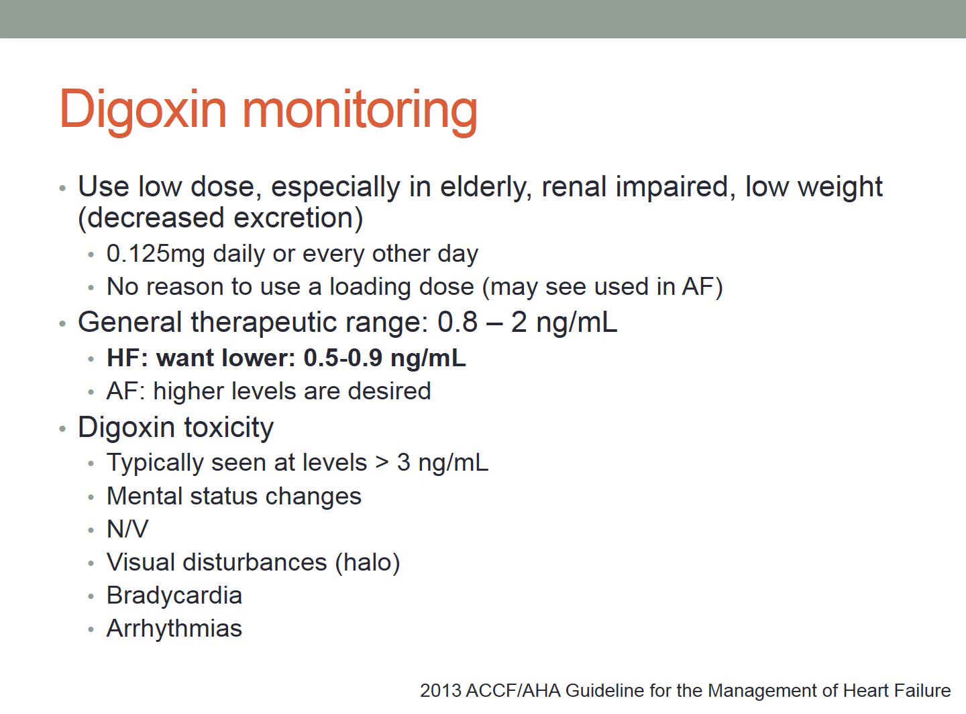You want to make sure that you use a low dose, especially in the elderly or patients that are renally impaired or have low body weight. And that's because these patients have a decreased excretion of the drug. And as I said, you don't want those digoxin levels to be elevated in your patients. A starting dose might be 0.125 milligrams daily or even every other day.